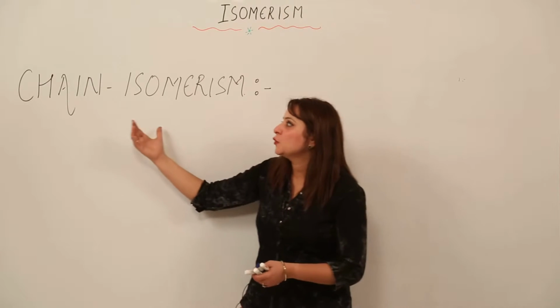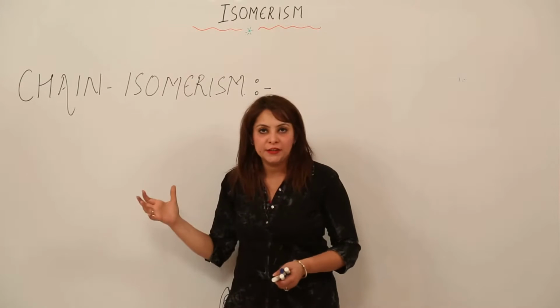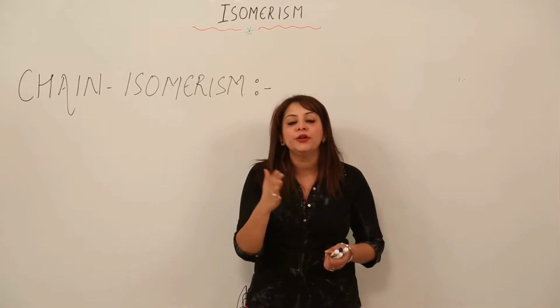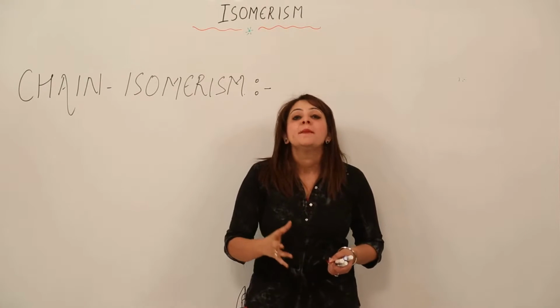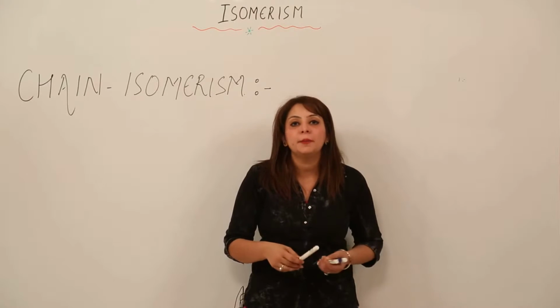See, the first isomerism is chain isomerism, right? So what is chain isomerism actually? It is one in which two or more compounds have the same molecular formula, but they differ in the nature of the carbon chain, right?